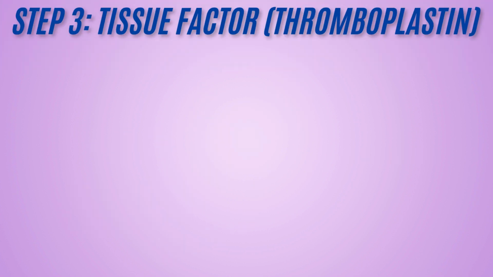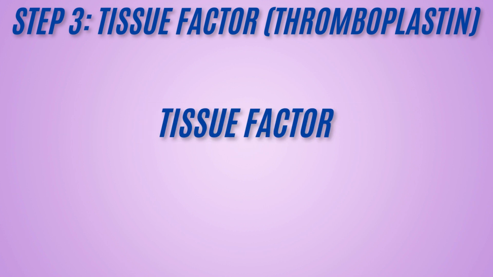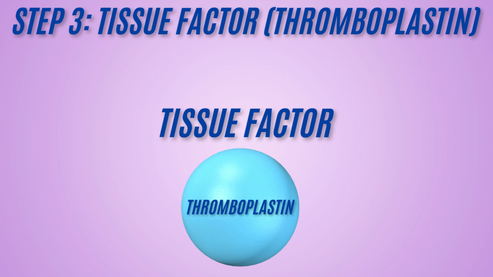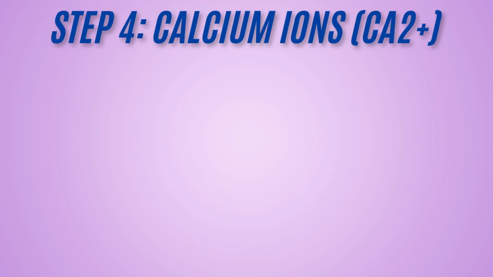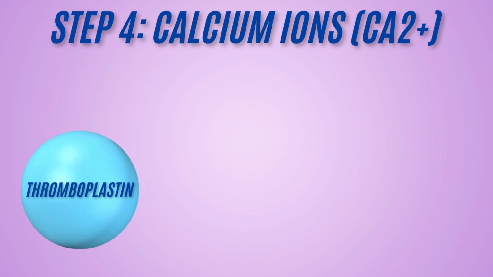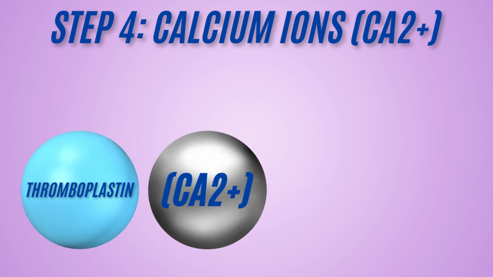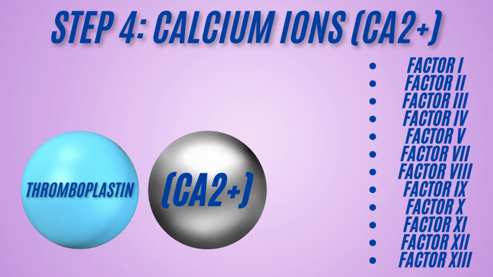Step 3. Tissue factor, thromboplastin. One key substance released is tissue factor, also called thromboplastin. It's the main initiator of the extrinsic pathway. Step 4. Calcium ions, Ca2+. Tissue factor combines with calcium ions, Ca2+, and activates clotting factors in the blood.